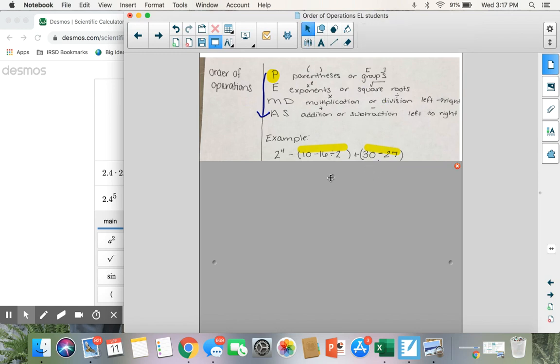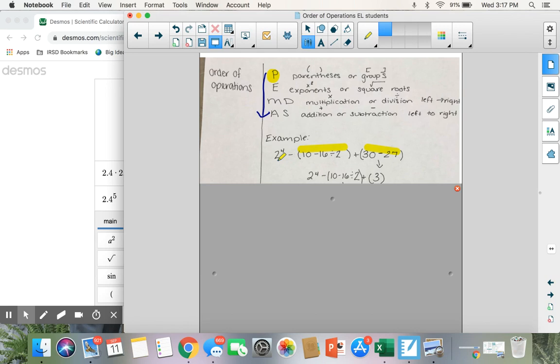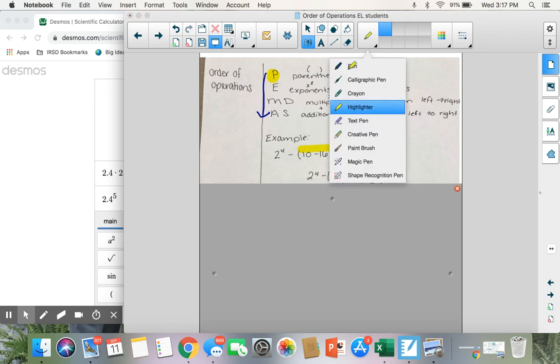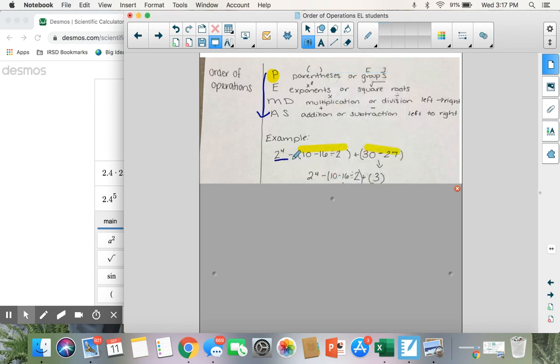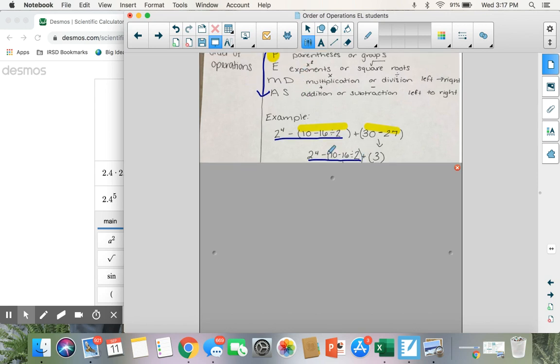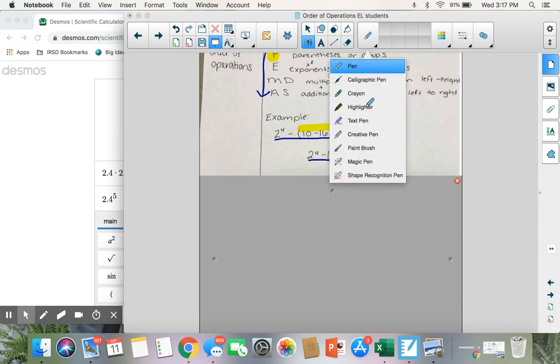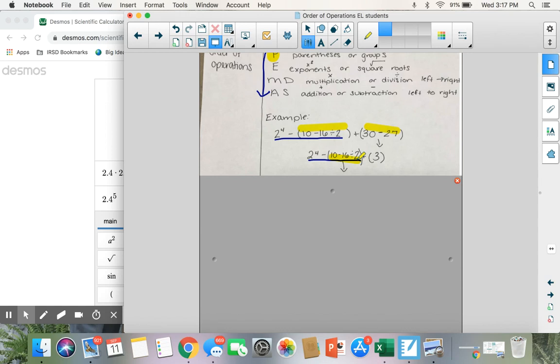When I do 37 minus 27, I get 3. And then everything else that I haven't touched yet, I'm just going to rewrite. So I take all of this and I simply rewrite it exactly how it is and I bring it down. I still have a parentheses, so I'm going to work through my other set of parentheses.